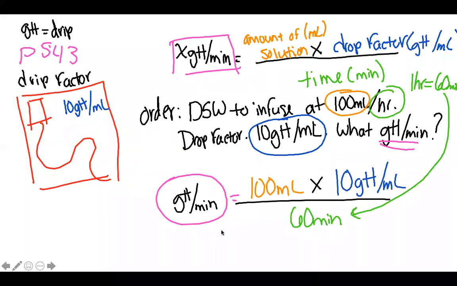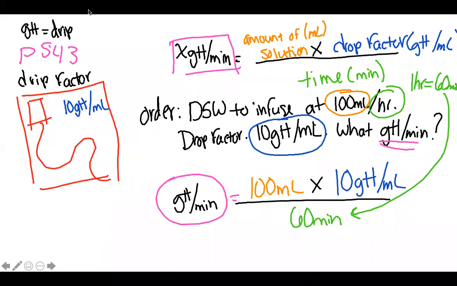So now we're just going to calculate the problem. You can get out your calculator or your phone or what have you. And so we can type in 100. So I'm just typing in this equation, 100 times 10, and I divide that by 60. What is that giving you? What is our answer?